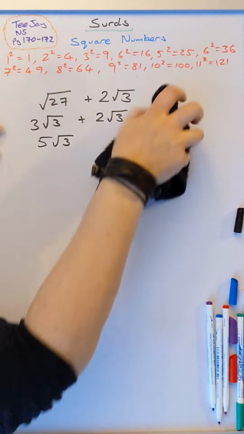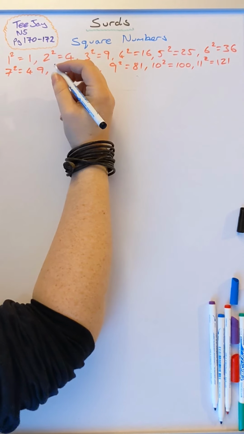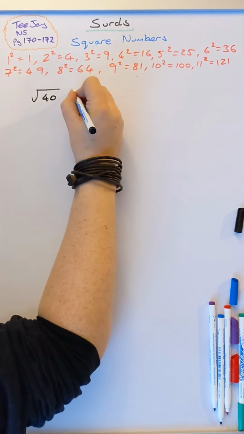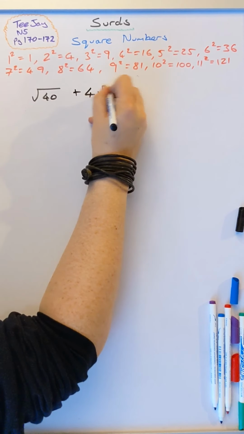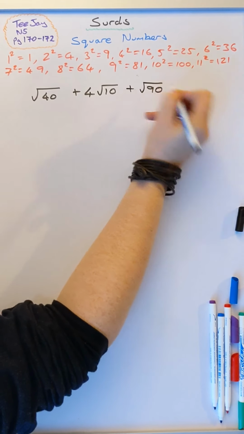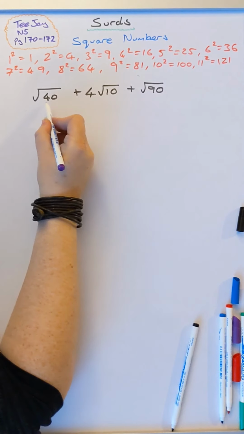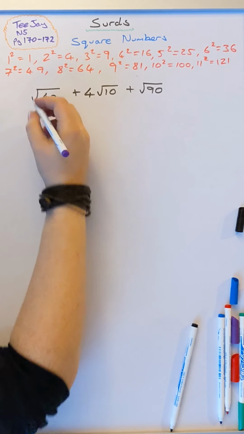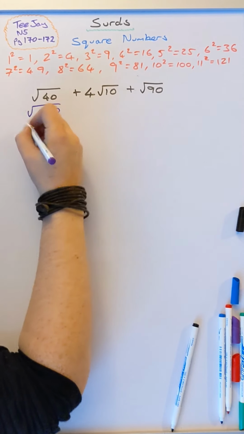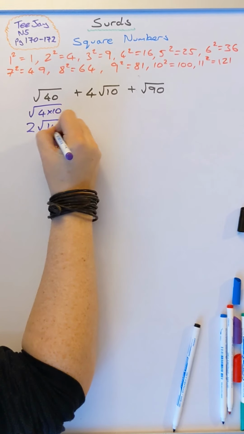To give you another example, root 40 plus 4 root 10 plus root 90. 40 is 4 times 10. 4 is a square number. So what we've got, 4 times 10. So we know that 4 would come out as 2. 2 root 10.